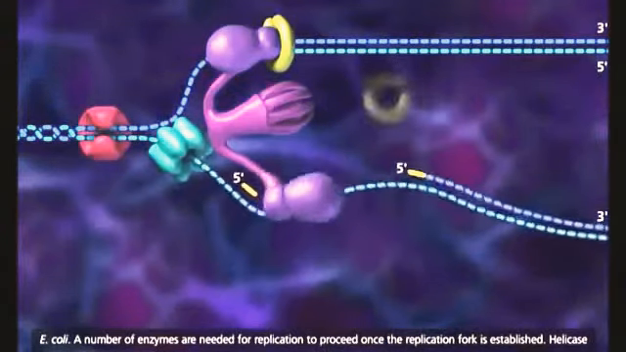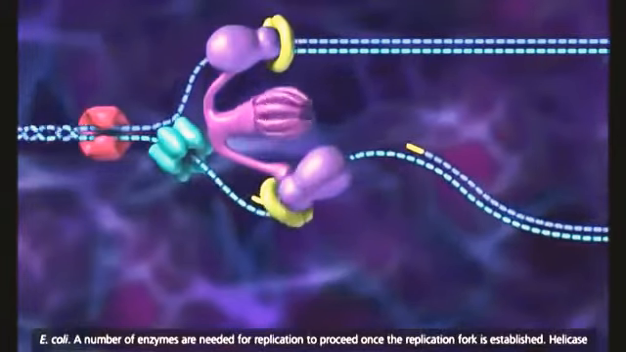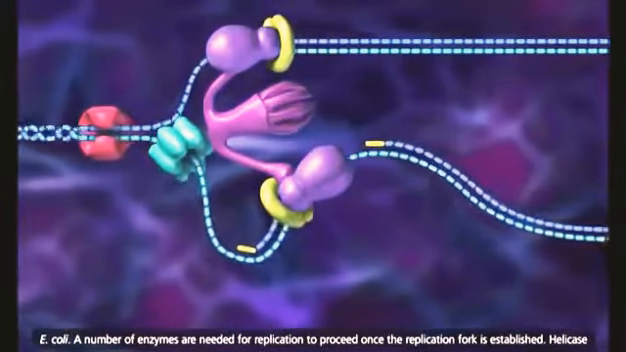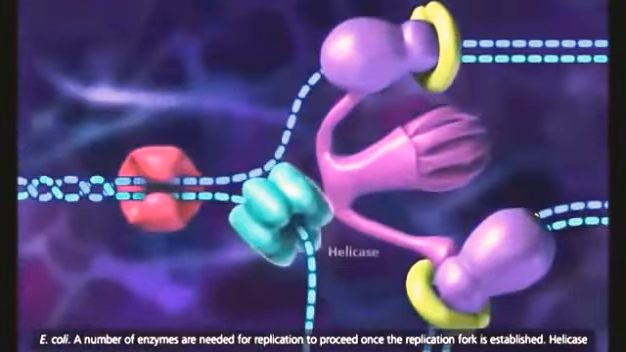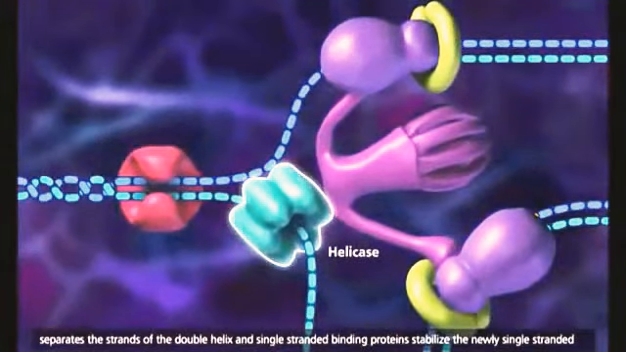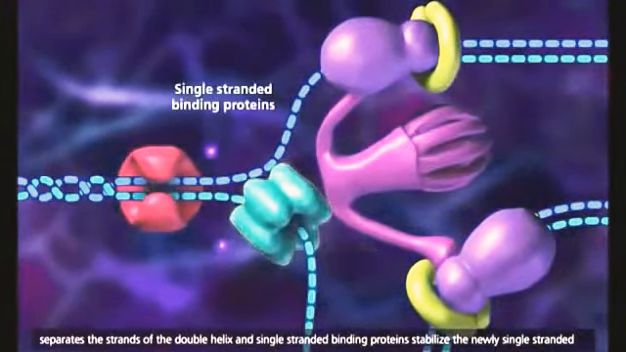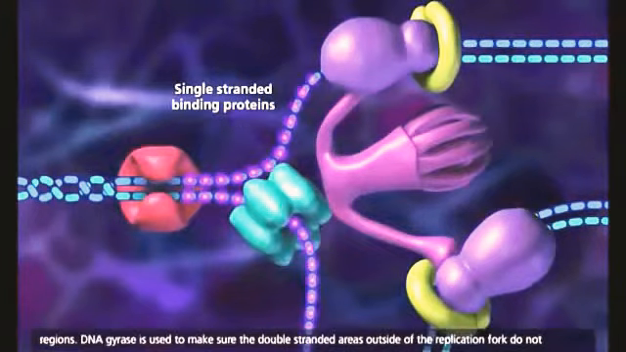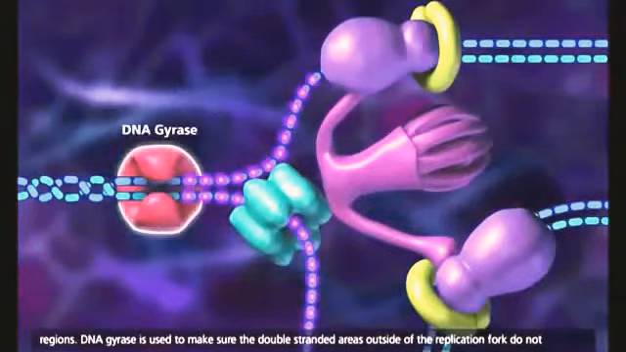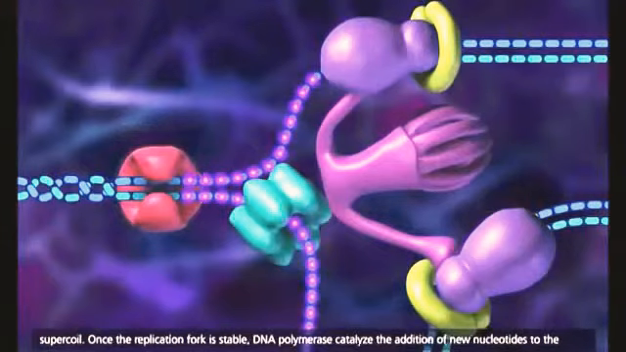A number of enzymes are needed for replication to proceed once the replication fork is established. Helicase separates the strands of the double helix, and single-stranded binding proteins stabilize the newly single-stranded regions. DNA gyrase is used to make sure the double-stranded areas outside of the replication fork do not supercoil.